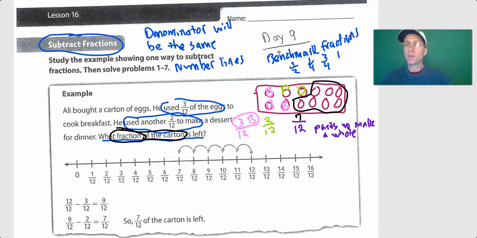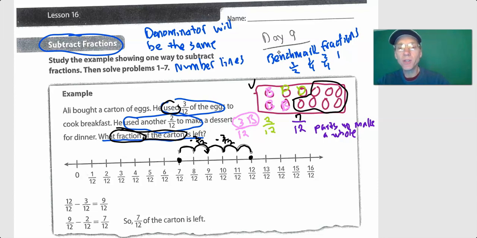There's one way to do it, and that's why math is really awesome, because there's always multiple ways to do things. So now let's do it on a number line. Basically he starts with a whole of 12/12. That's what we had up here, right? Then he used, and using is subtracting, 3/12. So you go back 1, 2, 3. There's minus 3/12. And then he used another 2/12 to make a dessert for dinner. So you go back 1, 2. There's the minus 2/12. And then we end up with 7/12. So that's another way to do it on a number line.